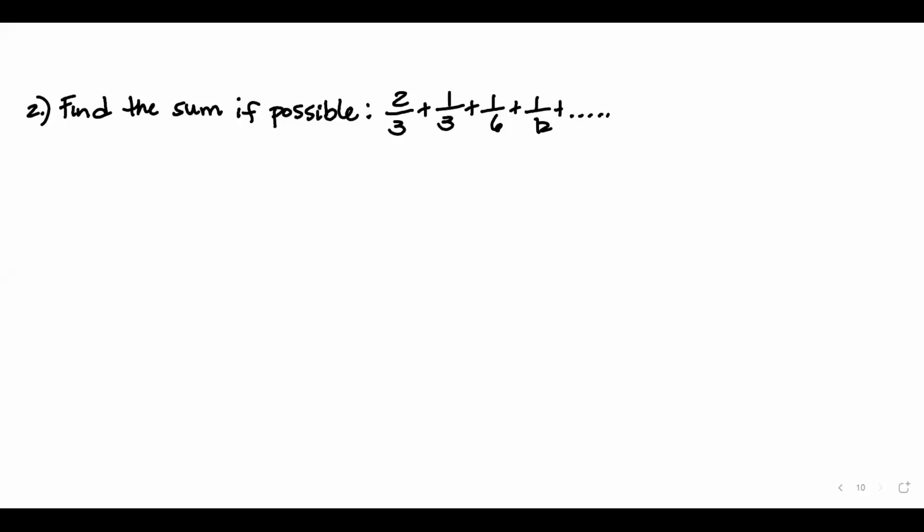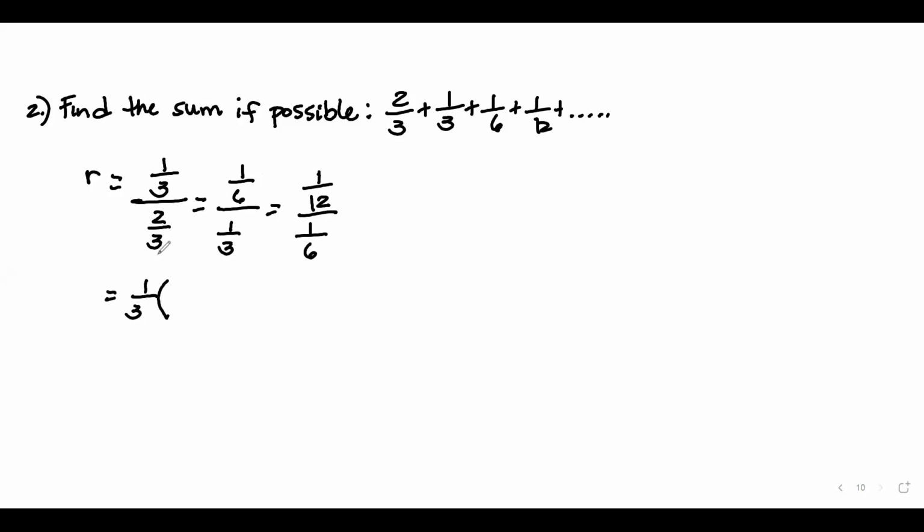All right. Find the sum if possible. 2/3 plus 1/3 plus 1/6 plus 1/12 up to infinity. So again, this is infinite. Let's check first if it's geometric. So 1/3 divided by 2/3 is equal to 1/6 divided by 1/3, and equal to 1/12 divided by 1/6.